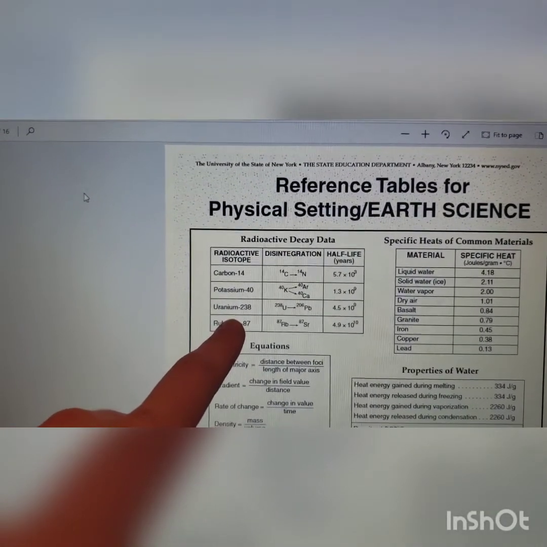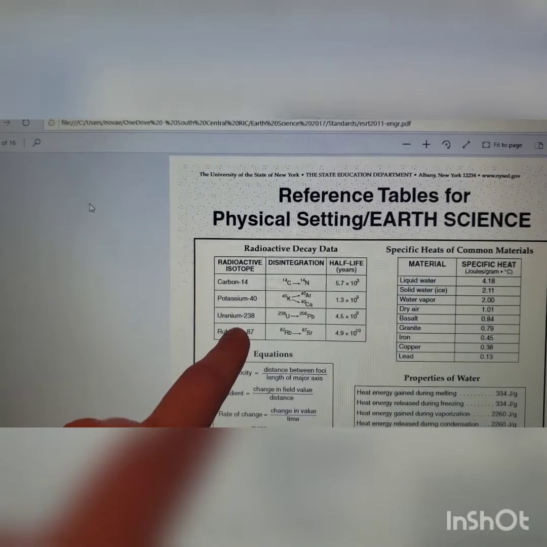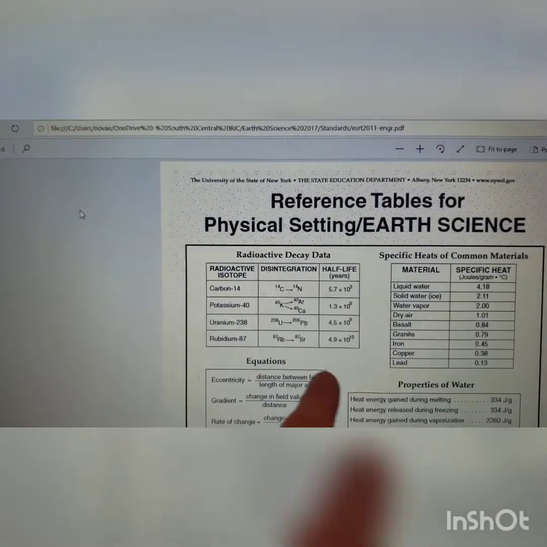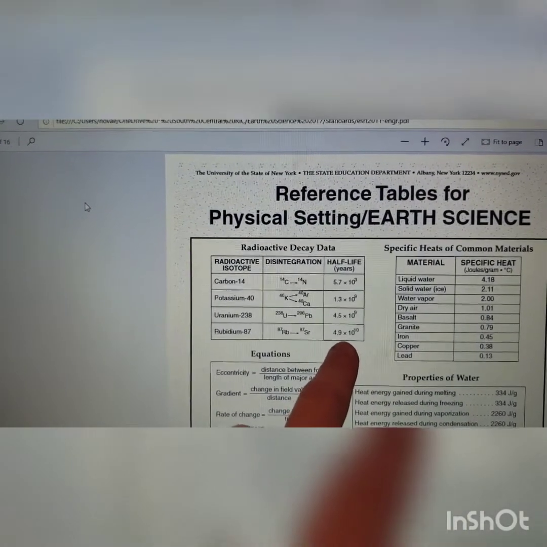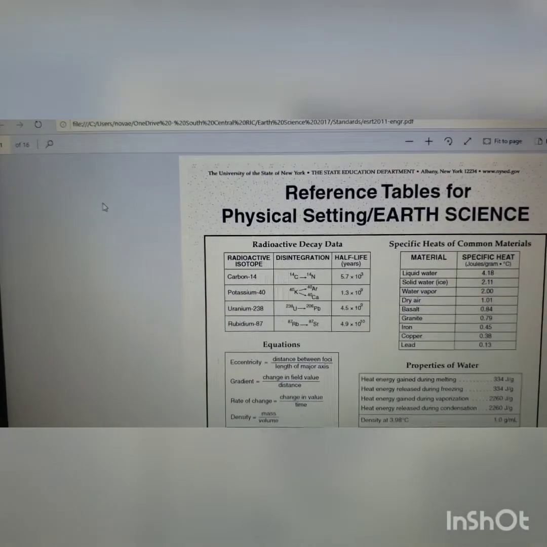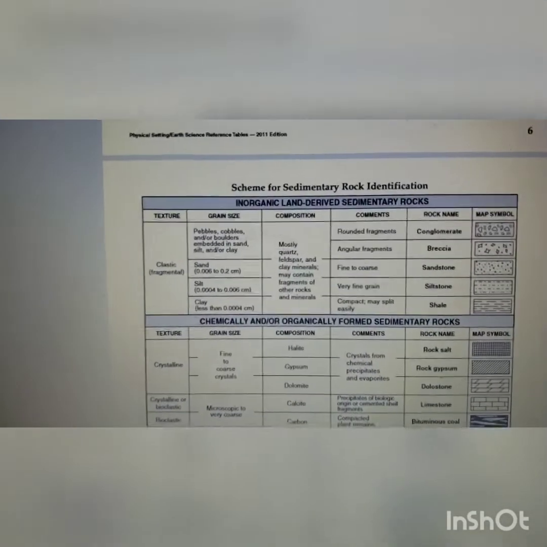So we still have a lot of uranium isotopes left over from when the Earth was formed and the solar system was formed. And this guy, rubidium, even older, 4.9 times 10 to the 10th power. So this guy hasn't even spent a half-life on Earth yet. All right, but what I wanted to show you today, I'm going to flip through my PDF file until I get over here to rock symbols, because this is the last thing we're going to do in relative dating.